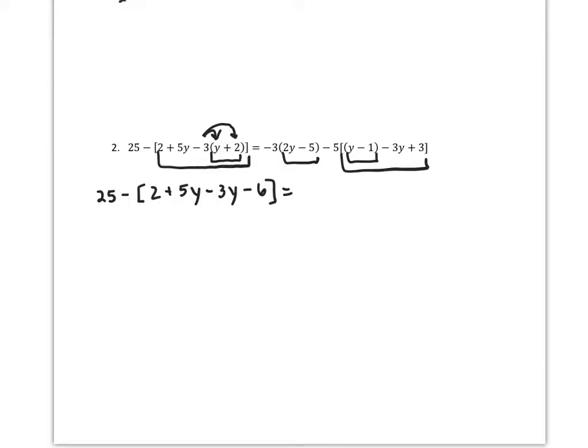Okay, move to the right side. Multiply through by negative 3 times those two terms. That's negative 6y plus 15. Now you've got this negative 5 that you need to bring down. Let me erase that. Shouldn't have. Bring down that negative 5.